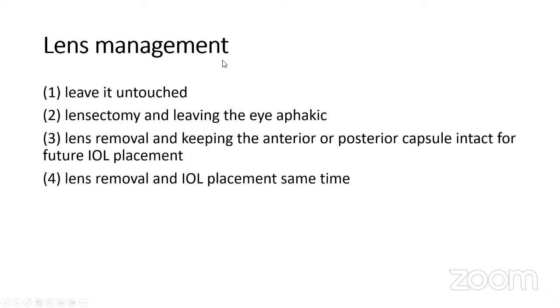For the lens management part, it depends on the patient. Sometimes we can leave it untouched if the lens is clear, especially in pediatric cases. In cases when the lens hinders us from a complete clearance of the vitreous anteriorly, sometimes lensectomy might be needed, and we will leave it aphakic. If we remove the lens, we try to keep the anterior or posterior capsule intact for further IOL placement. Another option is that sometimes we can place the IOL at the same time.